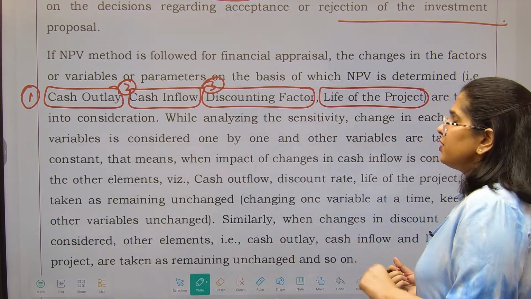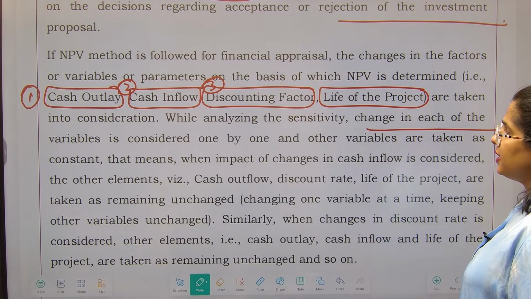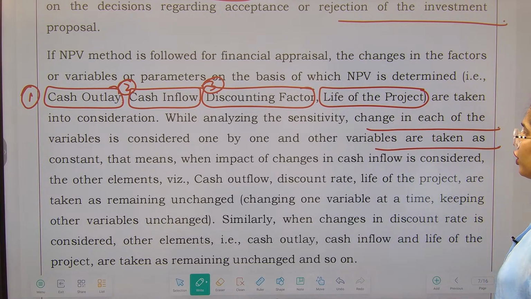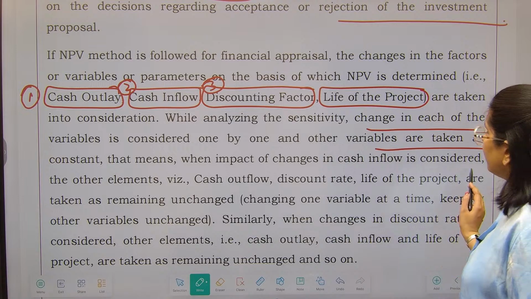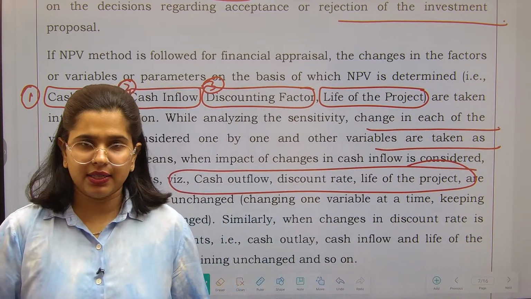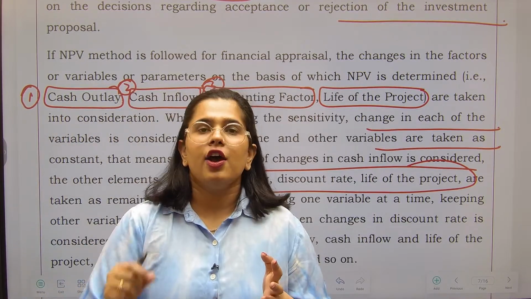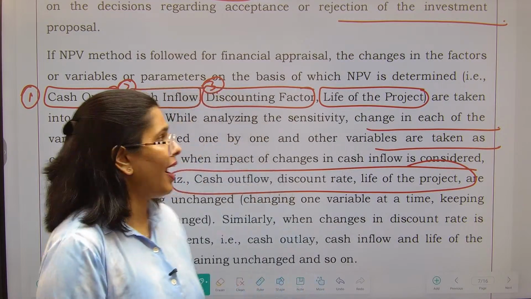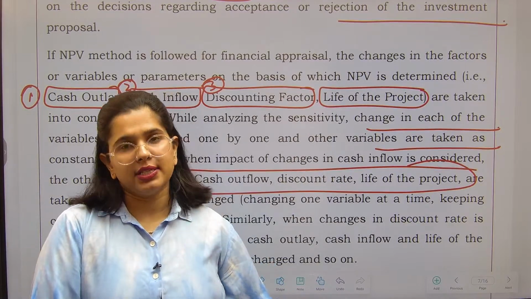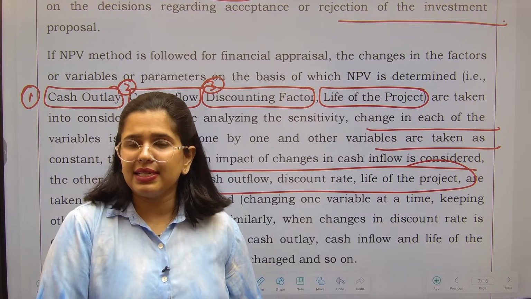So that is taken into consideration while analyzing the sensitivity. Changes in each of the variables will be considered one by one, and other variables are taken constant. That means when the impact of changes in cash flow is computed, the other factors remain constant. Otherwise I'll not be able to guess what the impact is. If I want to calculate what happens if the life of the project changes, what will be the impact on my NPV, I have to keep all the other factors constant. बाकी के सारे फैक्टर मुझे कांस्टेंट रखने पड़ेंगे. That is inflow, outflow, discounting factor, material prices and whatnot.